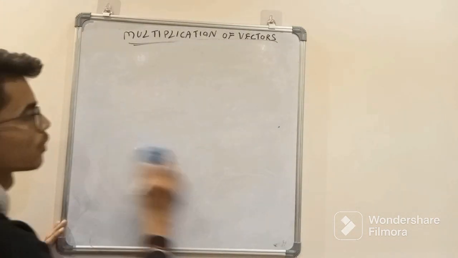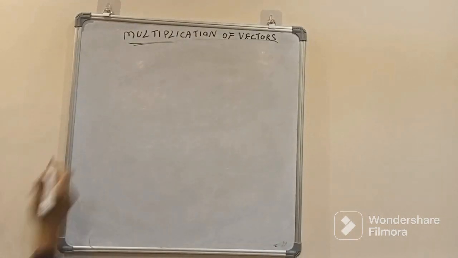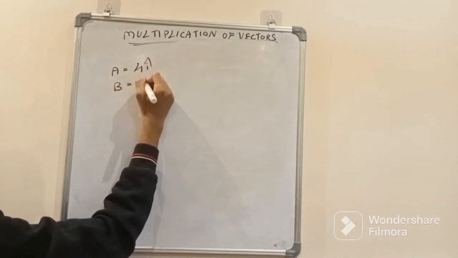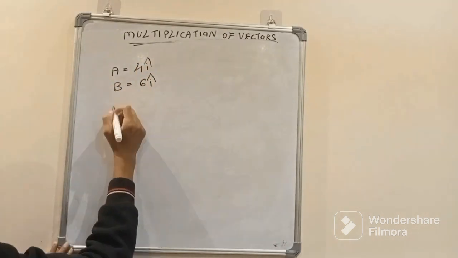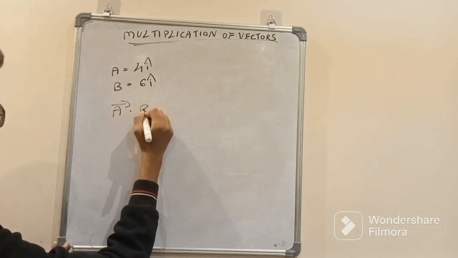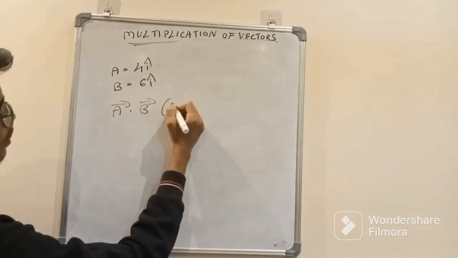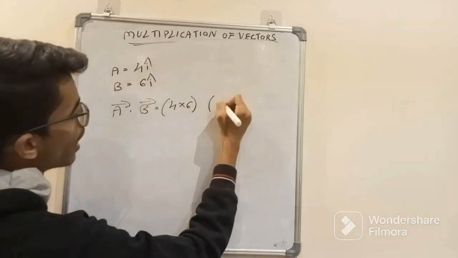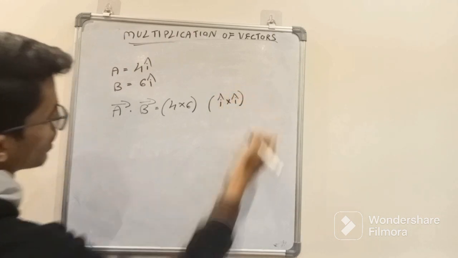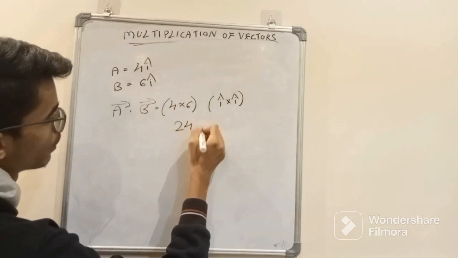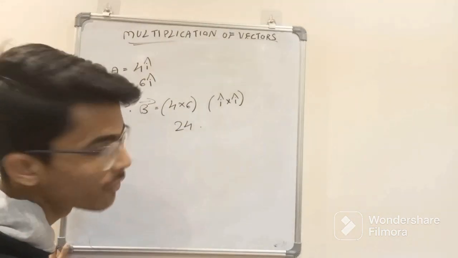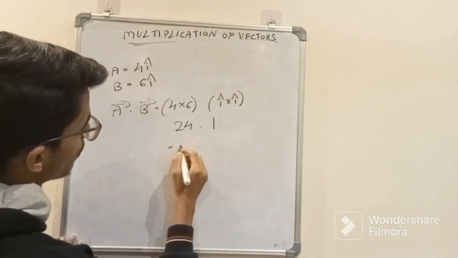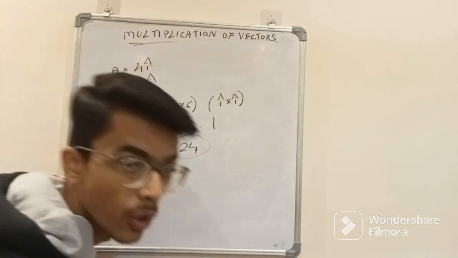Now let's take a question with same unit vector. a is equal to 4i cap, b is equal to 6i cap. We are again asked to find A vector dot B vector. So 4 into 6, and on the other hand we have I into I. So 4 into 6, 24. I into I, that means 1 cos 0. Both the unit vectors are same, that is 1. Our final answer is 24 this time and not 0.